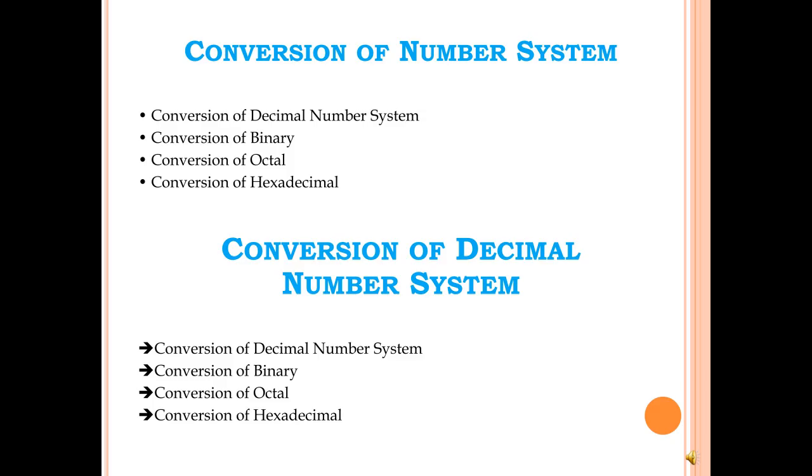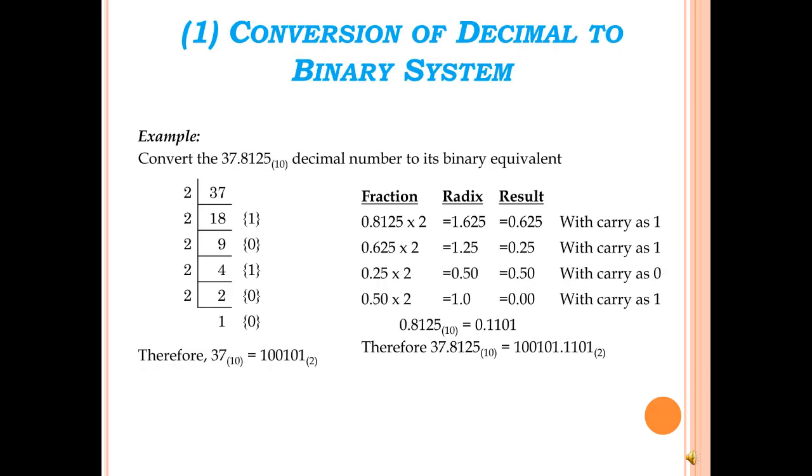So as for the conversion of decimal number system, it happens in different forms: conversion to binary, conversion to octal, conversion to hexadecimal number. First we have conversion of decimal to binary. Let's take an example. Convert the 37.8125 base 10 decimal number to its binary equivalent.